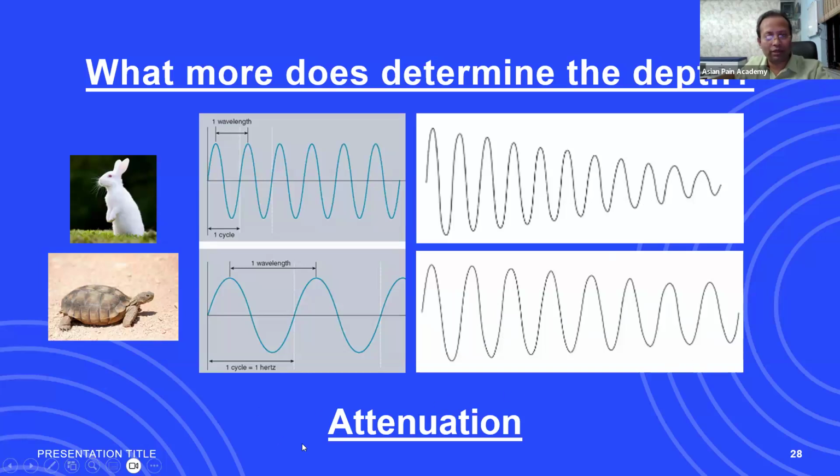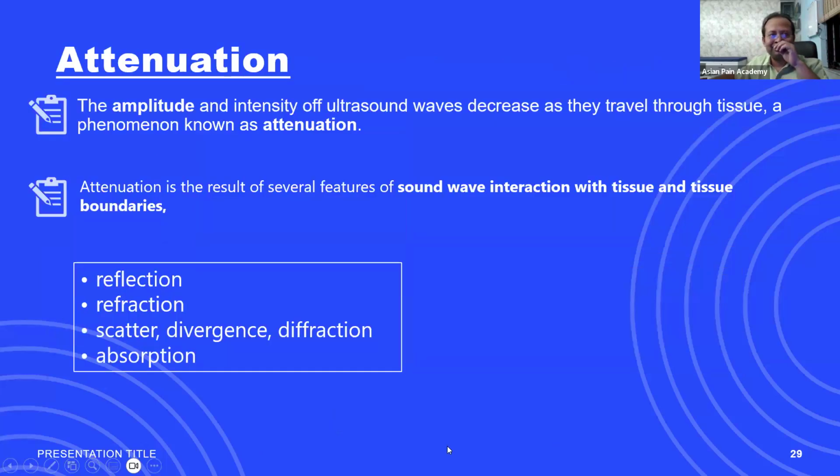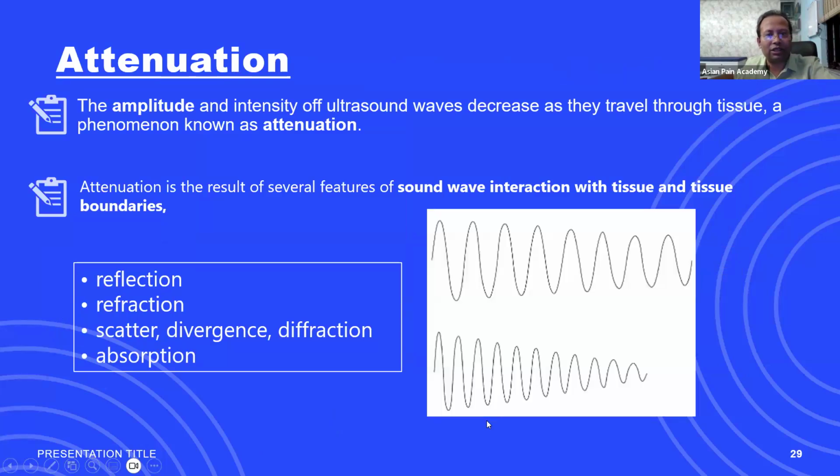So from this slide, attenuation is the main point. What is attenuation? The amplitude and intensity of the ultrasound wave decrease as they travel through tissue, a phenomenon known as attenuation. This whole length is the amplitude. So this amplitude also decreases, and amplitude and intensity are the same thing. So this is called attenuation. Attenuation is the result of several features of sound wave interaction with tissue and tissue boundaries.